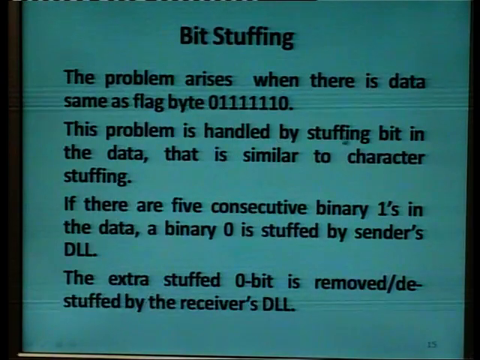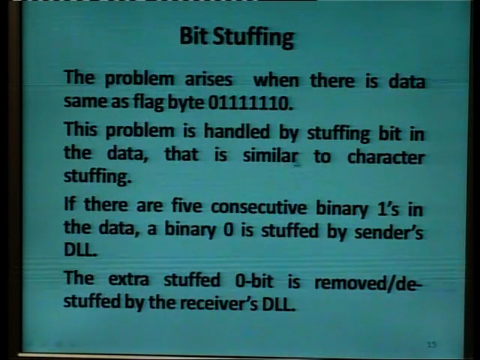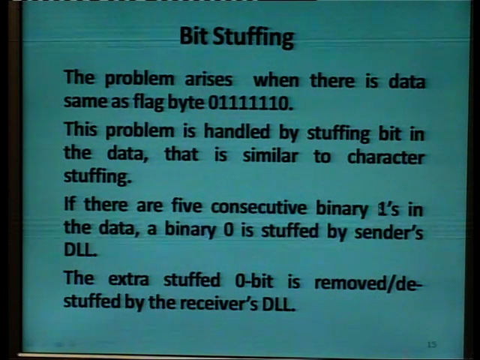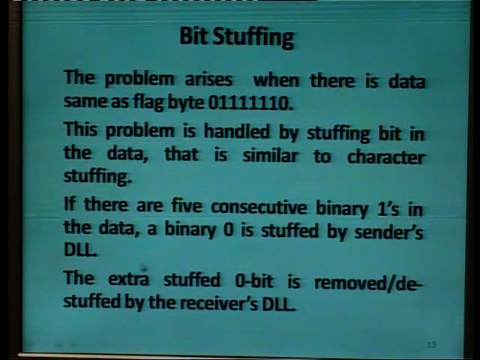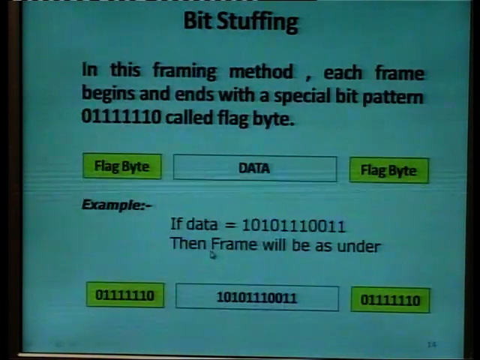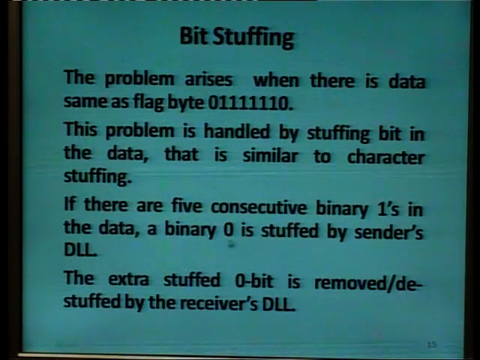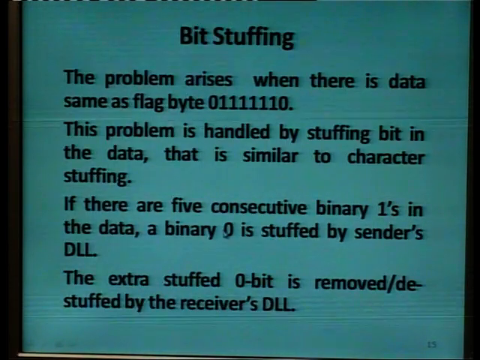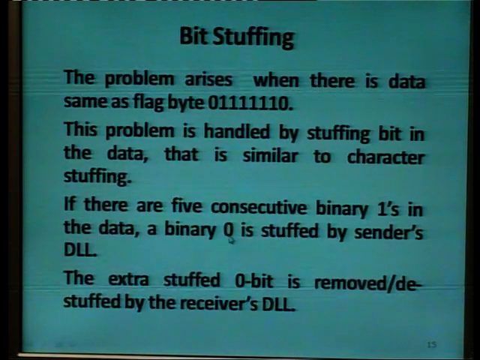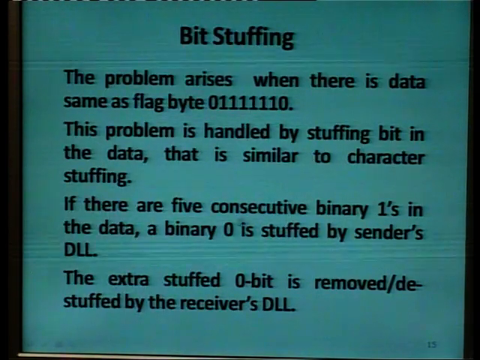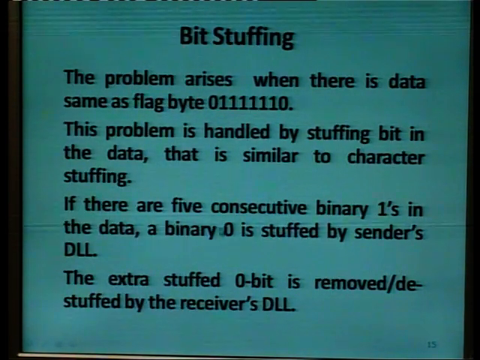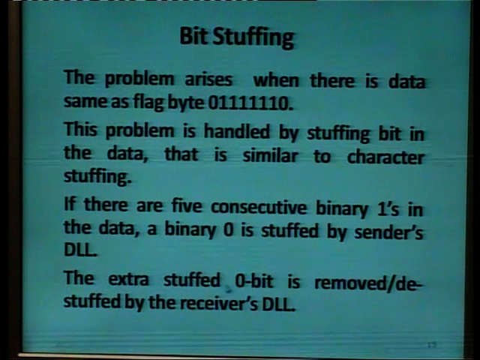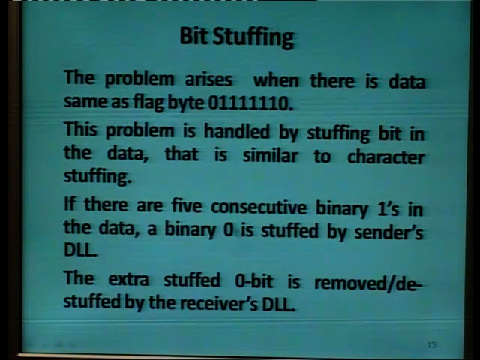The problem is handled by stuffing a bit in the data, which is similar to character stuffing. If there are 5 consecutive binary ones in the data, a binary 0 is stuffed by the sender's DLL, because in the flag byte there are 6 ones. So if there are 5 consecutive ones, a 0 is automatically stuffed by the data link layer of the sender, so that 6 ones should never appear in the data. And this binary 0 which is stuffed by the sender is destuffed by the receiver. The extra stuffed 0 bit is removed by the receiver's data link layer.